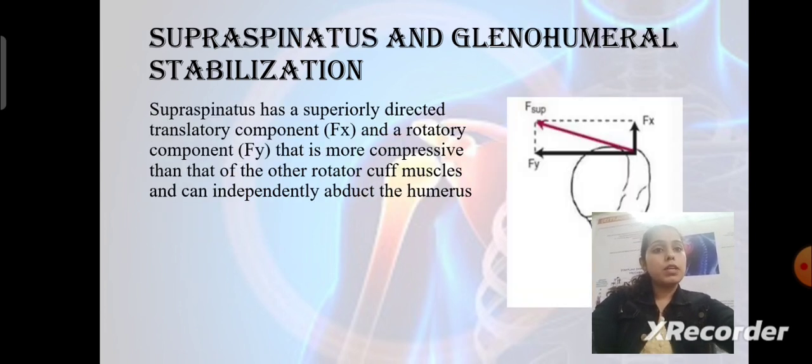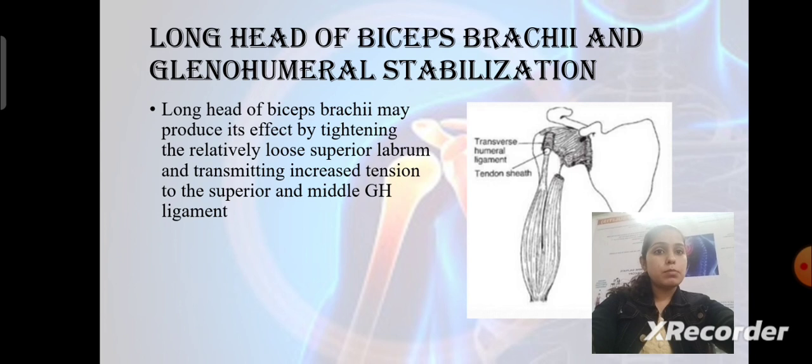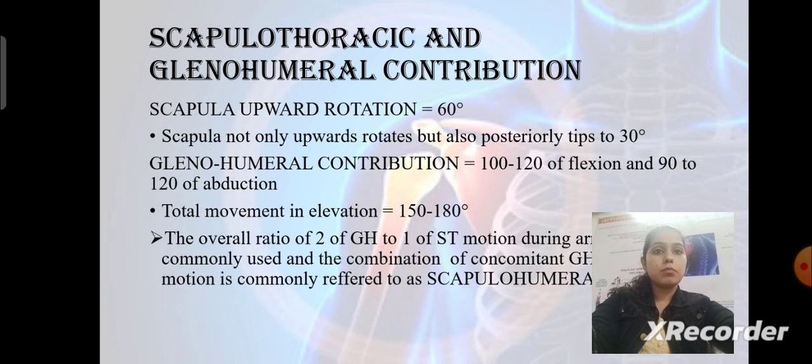Now, supraspinatus and glenohumeral stabilization. Supraspinatus has a superiorly directed translatory component and a rotatory component that is more compressive than the other rotator cuff muscles, and can independently abduct the humerus. Long head of biceps brachii and glenohumeral stabilization: the long head of biceps brachii may produce its effect by tightening the relatively loose superior labrum and transmitting increased tension to the superior and medial glenohumeral ligament.